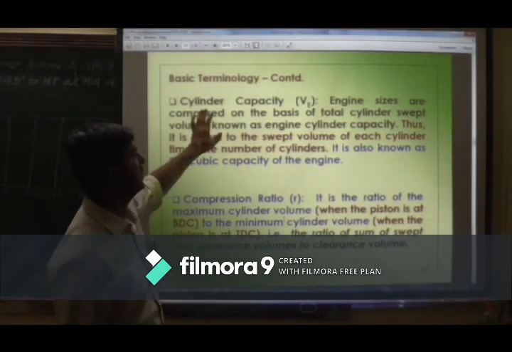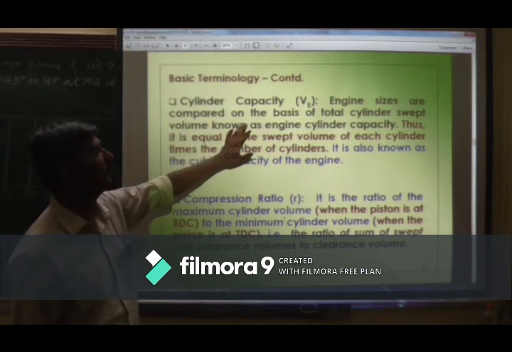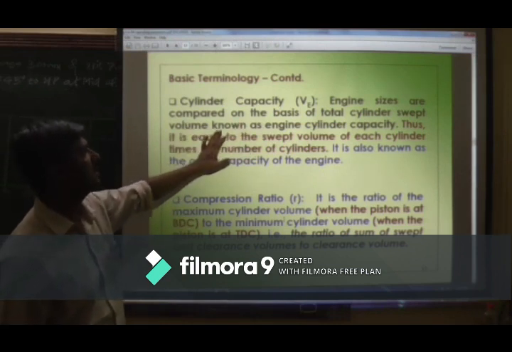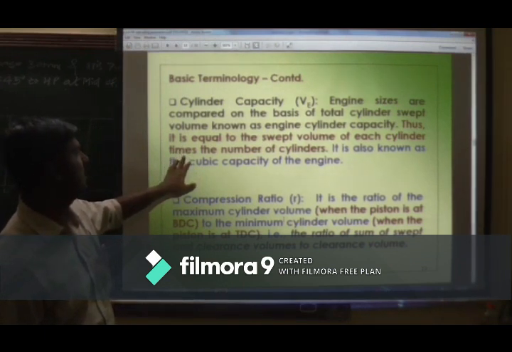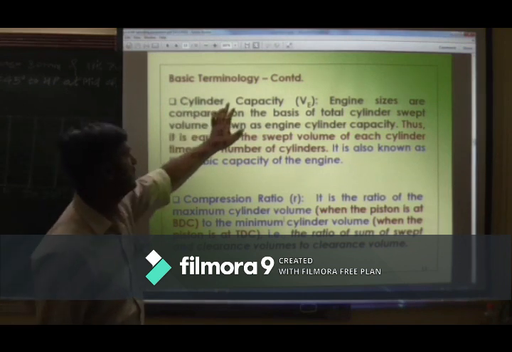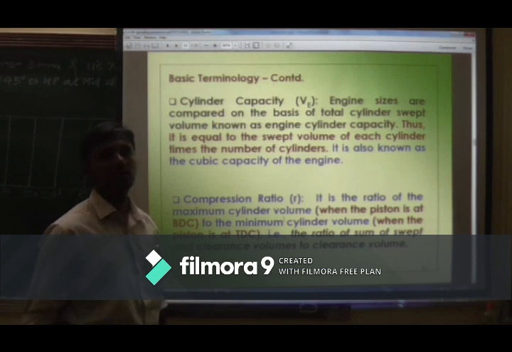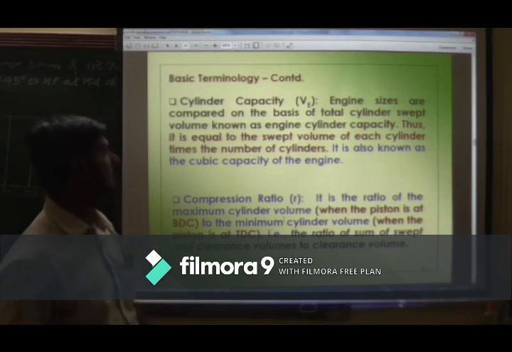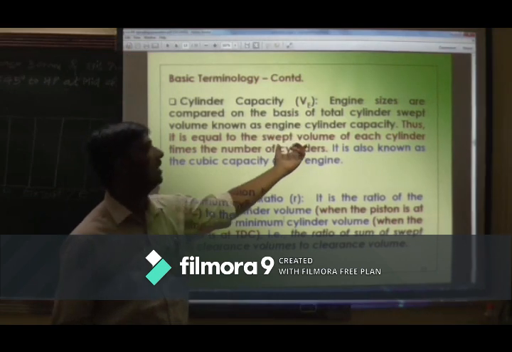Okay, cylinder capacity. What is cylinder capacity? Engine sizes are compared on the basis of total cylinder swept volume, known as engine cylinder capacity. Thus, it is equal to the swept volume of each cylinder times the number of cylinders. That is CC. We always say 180 cc bike or 100 cc bike. What it means? It means swept volume, pi by 4 d square L.